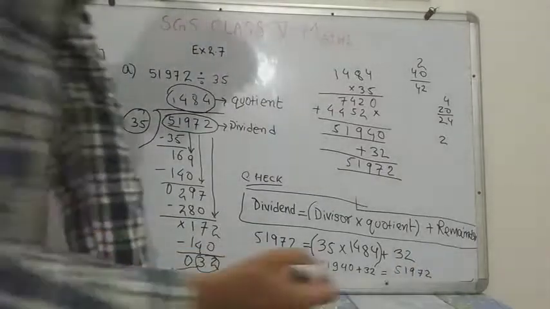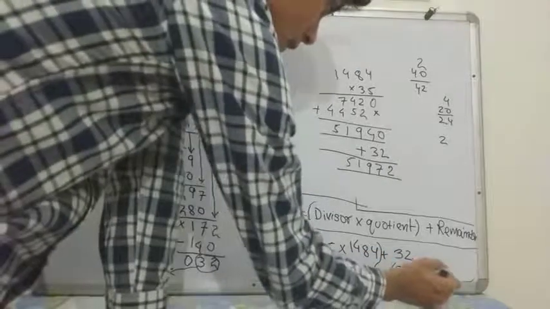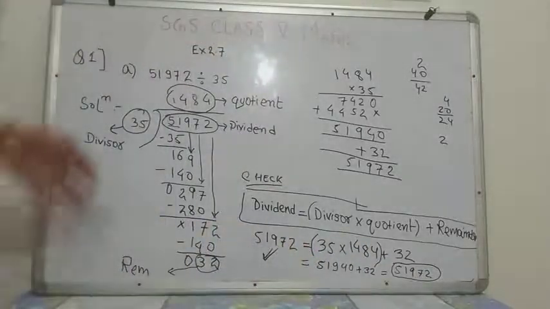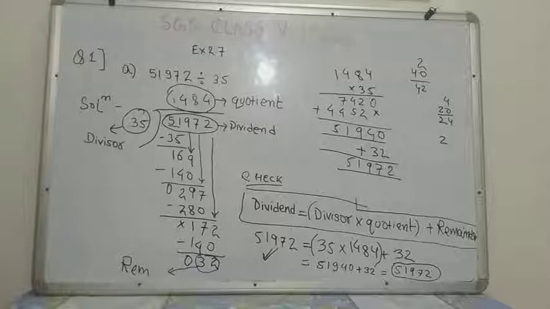Now you can easily see that this part is equal to this part. That means our division is correct. So this is the method you should apply while solving question number first. Okay student, now we are going to move on to the second part.